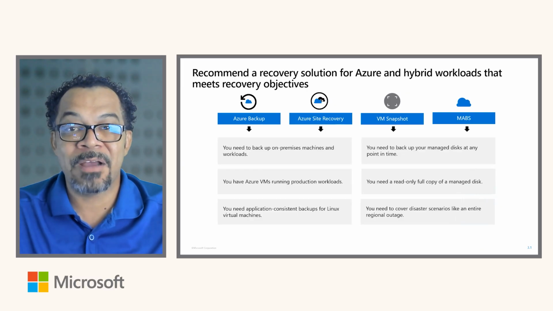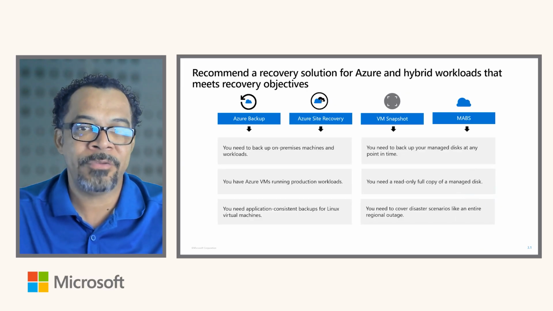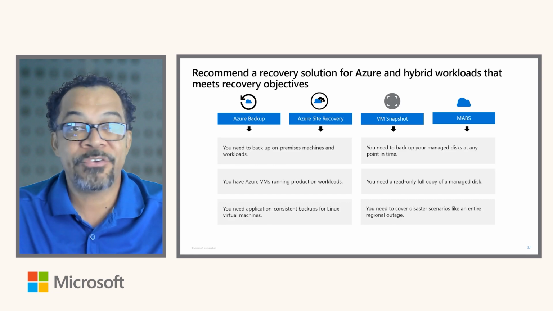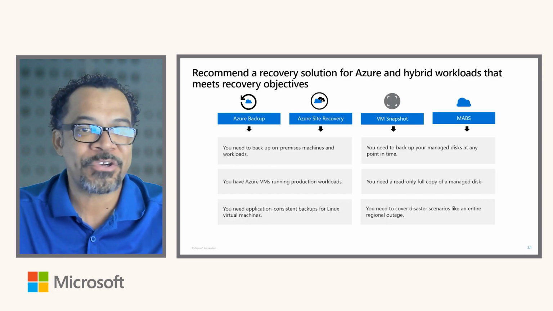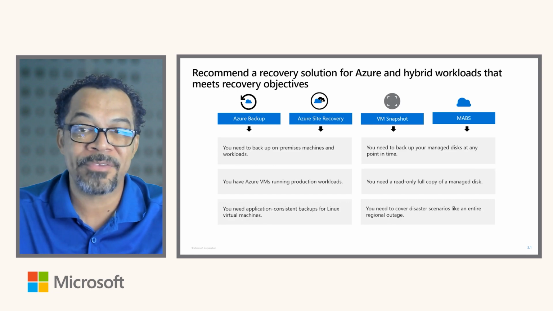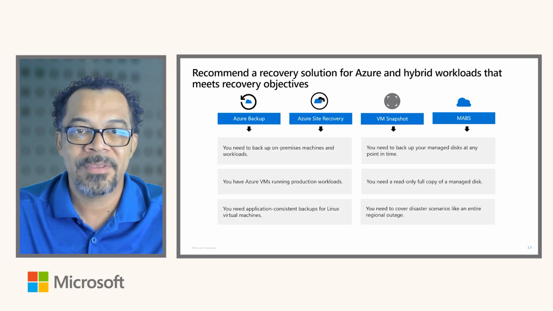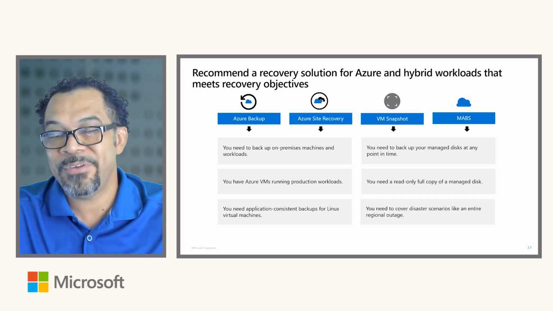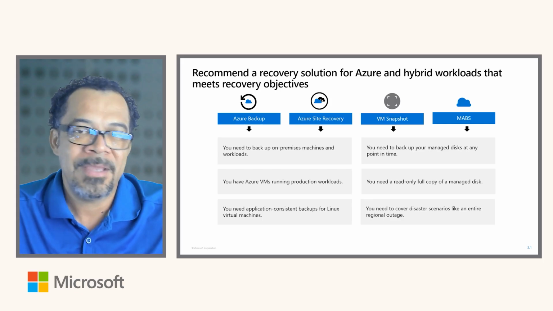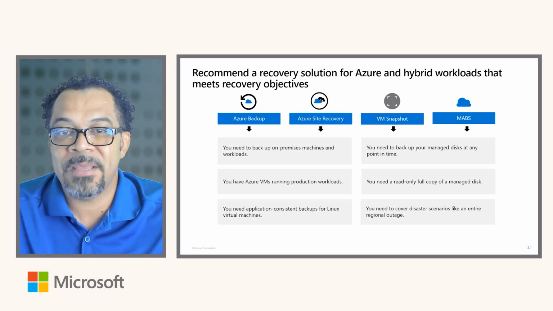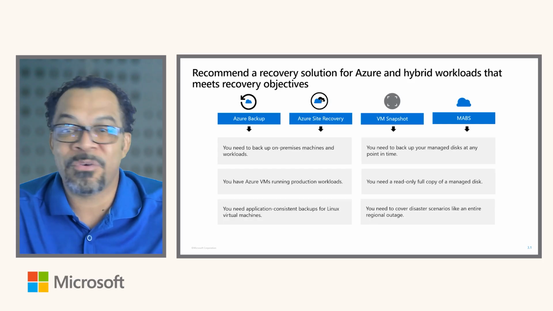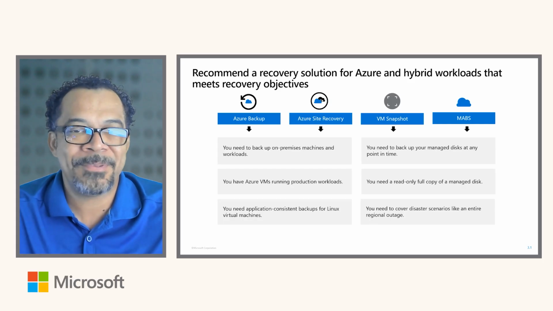When you're reviewing recovery solutions for Azure and hybrid workloads, it's important that you understand how different tools fit in different scenarios. Understand things like Azure Backup. This is your go-to for backing up both your on-premises and Azure VMs. It's useful when you need to create an application-consistent backup, including backups for Linux VMs. So if the question involves protecting production workloads or hybrid environments, Azure Backup is likely the right fit.